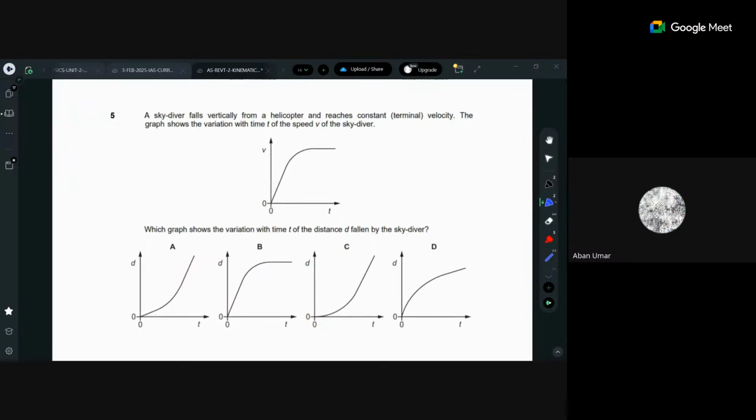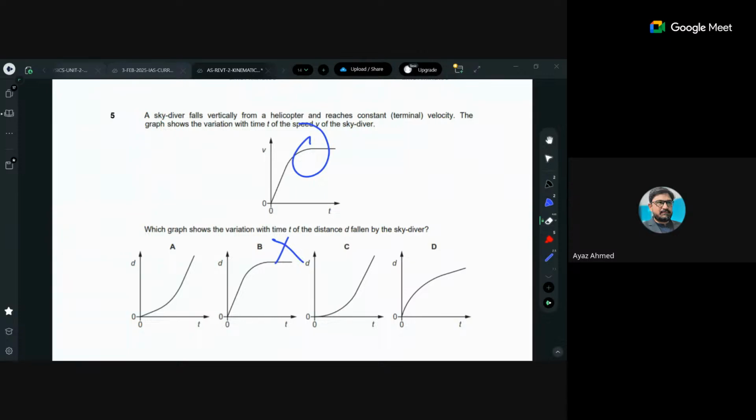No question. Okay. Now, this is a question of velocity and time graph. Which graph shows the variation with time t of the distance d fallen by the skydiver? So, who will explain it to me? It is a distance-time graph, so again you will use the gradient concept. If its velocity is constant here, the gradient should be constant. So whose gradient is constant? Only in A and C. So B can be crossed, D can be crossed. Just a second. Let's check D again in depth.